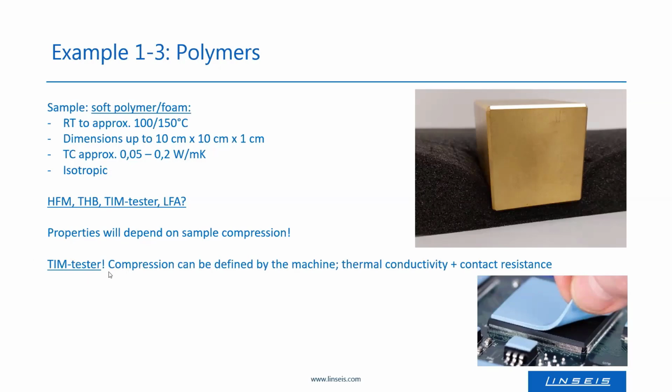And the TIM tester allows you to control this compression, and you will get not only thermal conductivity, but also the contact resistance. So the TIM tester could be the perfect instrument for such a compressible polymer. You can also consider the transient hot bridge. You can use it with a special accessory to control the pressure of the sample. And if very big samples of 30 by 30 centimeters are available, you can also consider the heat flow meter.